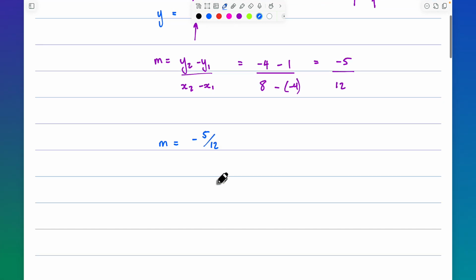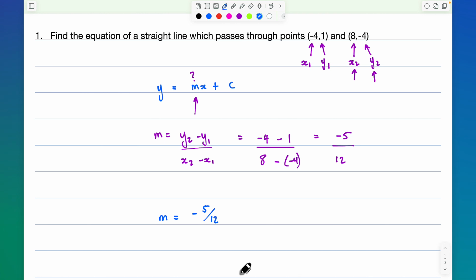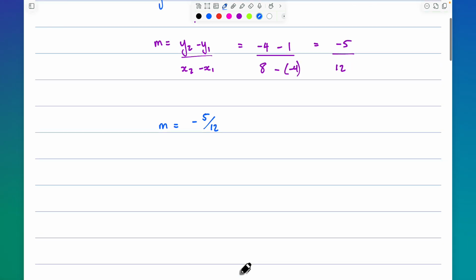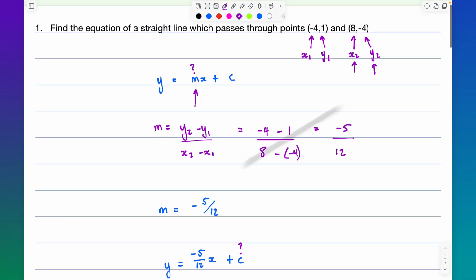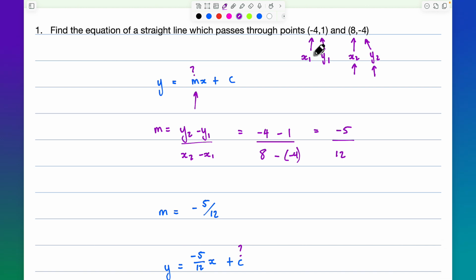Perfect. The next step that we need to follow here is to pick a point, because our equation can now be written as y is equal to mx plus c, and since we know m, we can rewrite this as y is equal to -5 over 12 x plus c. So now the next question is, what is the c? How do you find c? In order for us to calculate c, we can pick one of the 2 points, whether it's this one or that one, it doesn't really matter. It should bring you to the same answer.